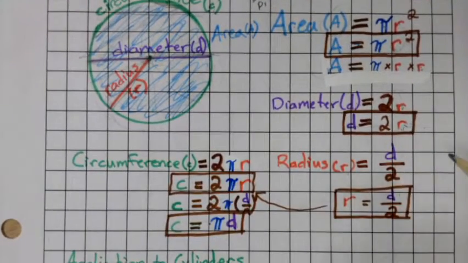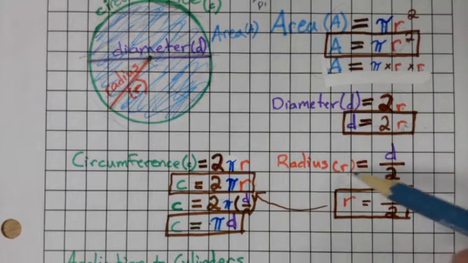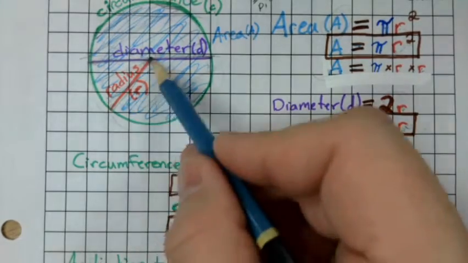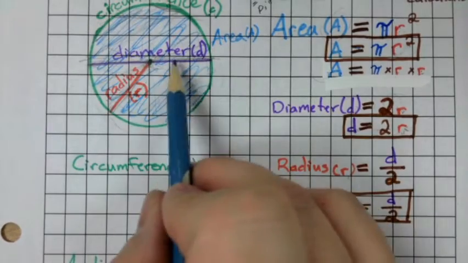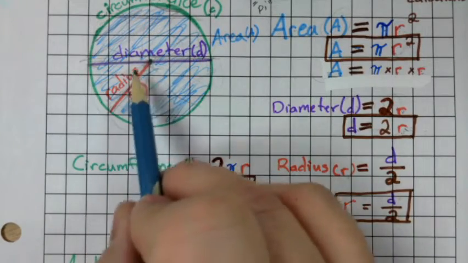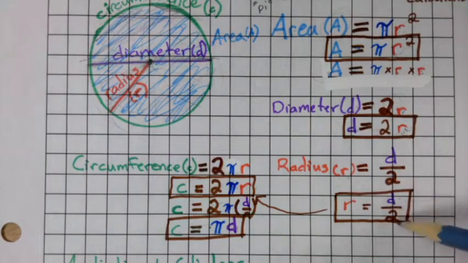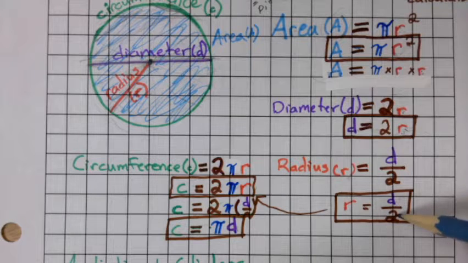Next one here is just kind of the opposite. Well, the radius is just simply this diameter measurement divided into two segments. So the radius will be diameter divided by 2. Diameter divided by 2.